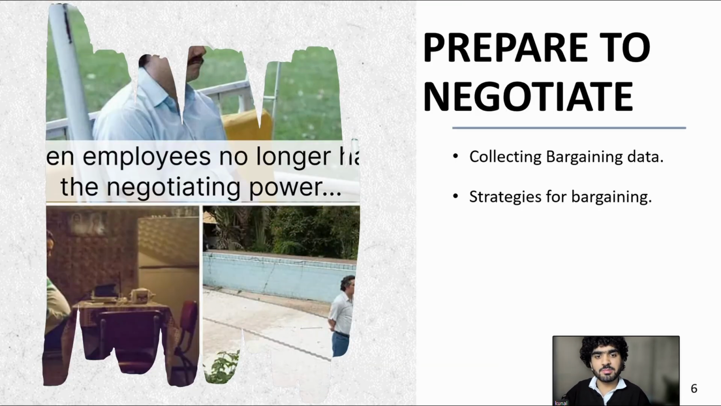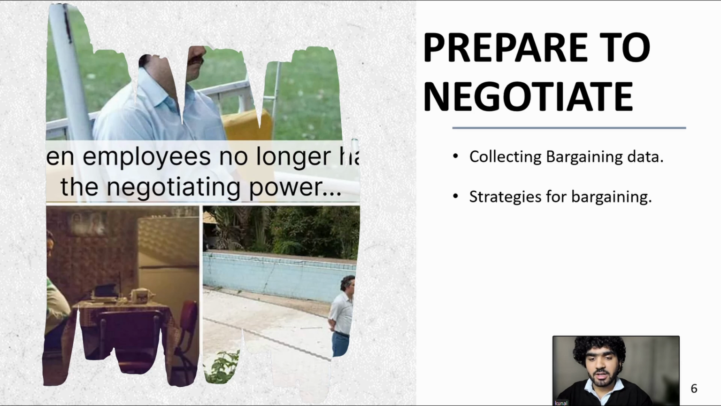The next topic is preparing to negotiate. How can we get prepared to negotiate? As we have seen in the framework, both sides will gather information as well as develop strategies and tactics in preparation for bargaining. The purpose of this is to have a logical flow of the exchange of proposals and create a possibility for both parties. The first thing we can do is collect bargaining data.